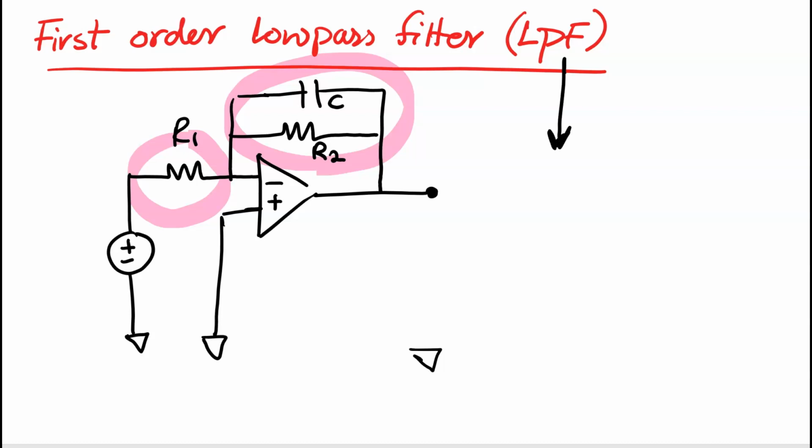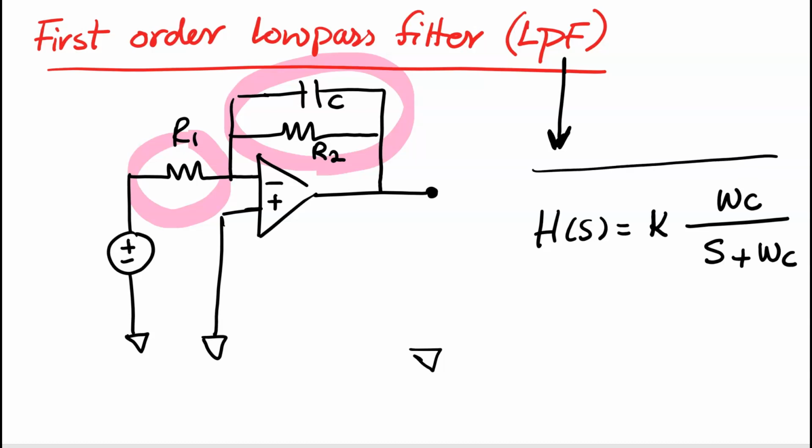So if I have a low pass filter, the standard form of the transfer function, H(s), should be something in the form of K multiplied by omega c divided by s plus omega c. So what I want to do is analyze this circuit and see if I can get a transfer function between output and input voltages that follows this particular transfer function.